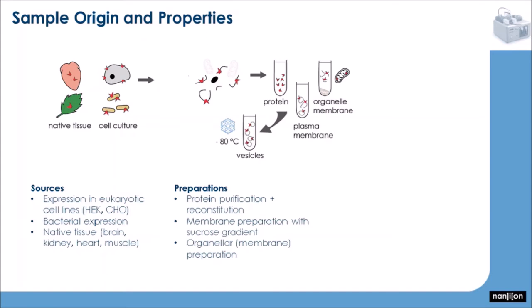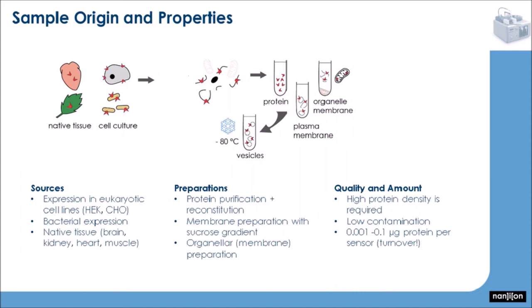To generate a proper sample out of those sources, you can either purify the protein and reconstitute it in liposomes. This results in very clean and high signals because nothing else should be in the liposomes. Or you can prepare the membrane by using centrifugation and a sucrose gradient. Then we have small vesicles or fragments of the plasma membrane. This is typically how eukaryotic transporters would be measured. And finally, you can even purify organelles or organelle membranes, like mitochondrial membranes, to look at these kinds of transporters.